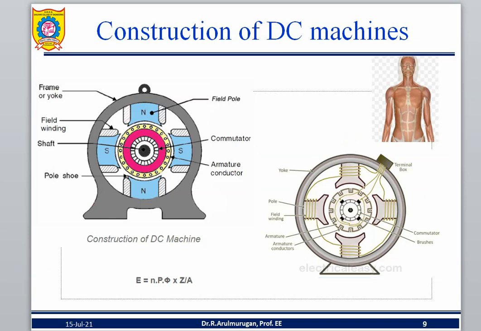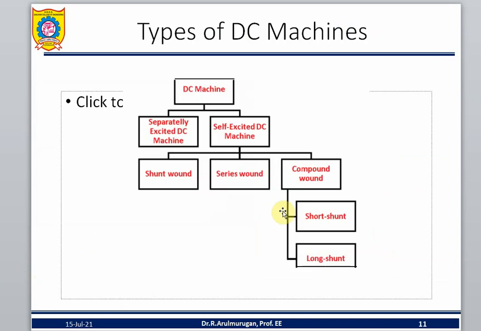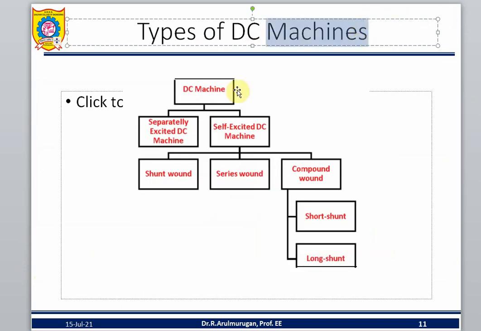The next one, we go with the types of DC machines. The types are common: one is separately excited, and the second one is self-excited.